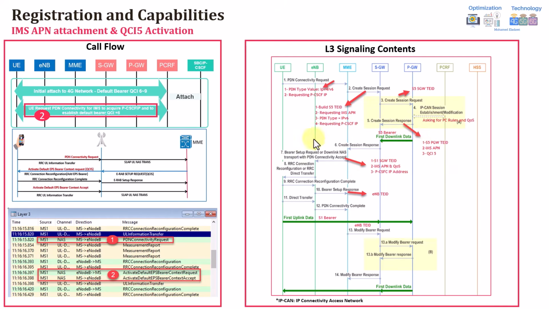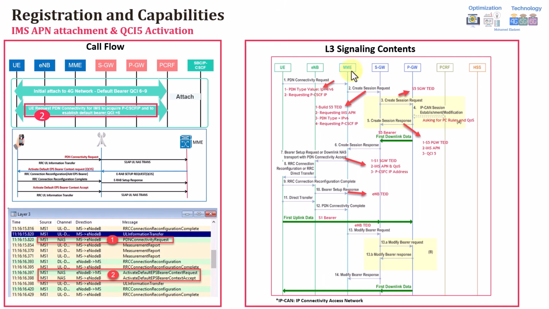Here in the top right, this is the end-to-end call flow. It's almost the same as the registration. Initially you will send the PDN connectivity request, requesting the IP address of the proxy in this particular message. I will show this in detail in the next slide. So requesting that I would like to get the proxy CSCF IP in order to communicate with the IMS network.